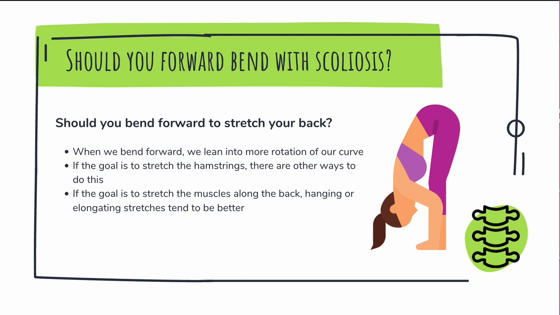So what we know is when we bend forward, we have a tendency to lean more into rotation of our curve. So if you are using this as a stretch for your hamstrings, we're going to go over other stretches for your hamstrings you can do that are safe for your curve as well. Now, if your goal is to stretch the muscles along your back, let's say you bend forward in order to stretch the muscles along your back, actually we'll talk about using hanging or stretches that elongate the spine that are actually better for this because they don't push us into more rotation of our curves.